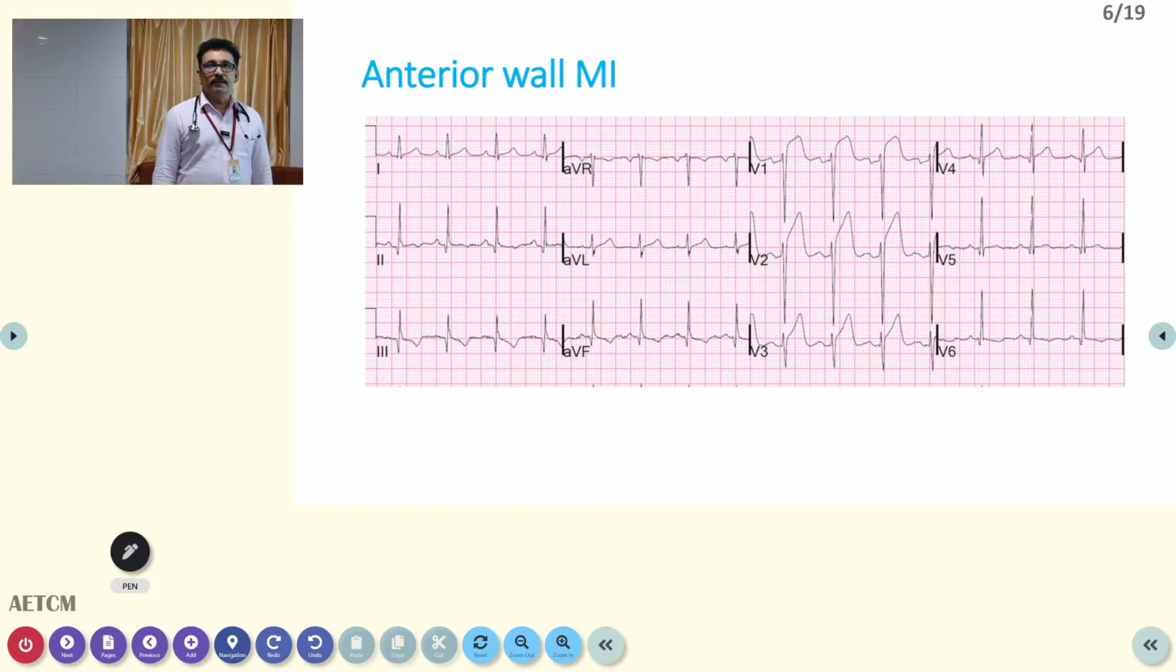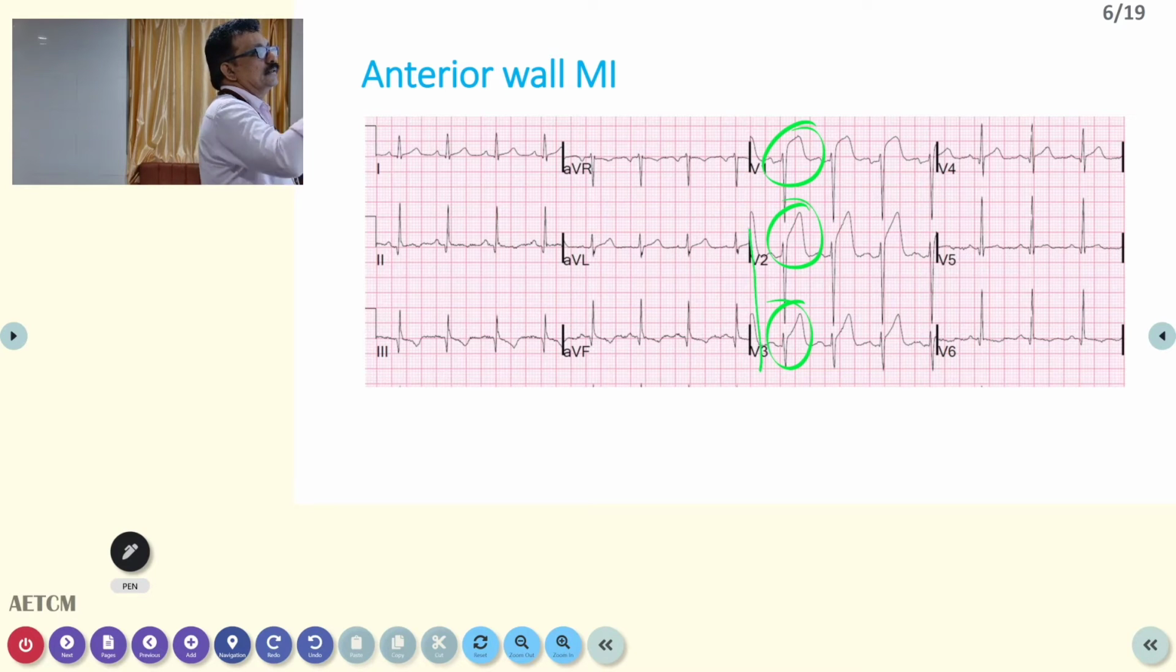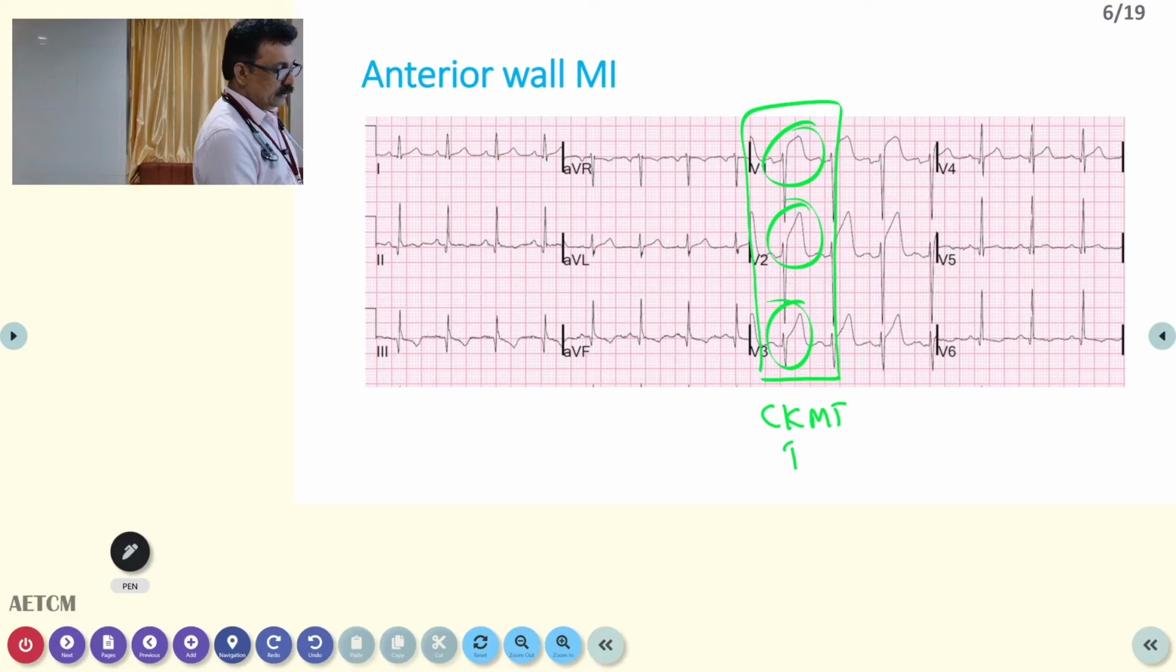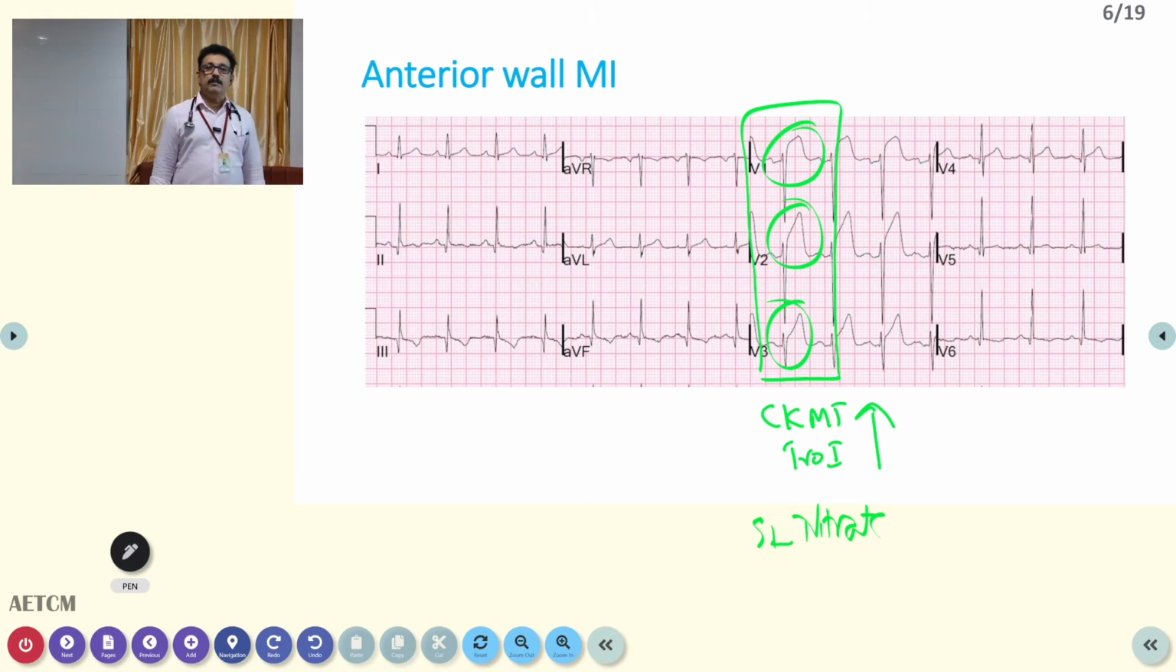Now here what you are seeing is ST segment elevation in V1, V2 septal leads, V3 anterior leads. So anteroseptal myocardial infarction, this patient is having anteroseptal ST elevation. If CKMB and troponin I or T is elevated, you call it acute myocardial infarction. If both are not elevated, and the ST segment becomes normal after sublingual nitrates, your diagnosis will be vasospastic angina. They are not myocardial infarction.